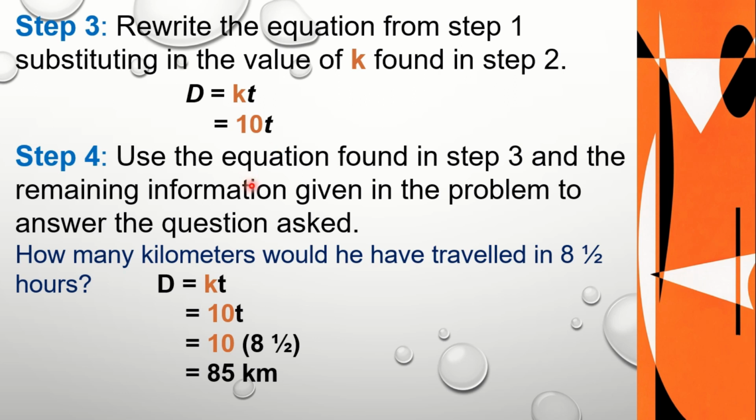Step 4. So we are going now to use the equation found in step 3 and the remaining information given in the problem to answer the question asked. So yung tanong kanina sa problem, how many kilometers would he have traveled in 8.5 hours? So again, we use the equation in 3. D is equal to k times t. Then the value of k is 10, so d is equal to 10 times t. Okay. So 10 times the value of time, which is 8.5, or we can use 8.5 times 10, is equal to 85 kilometers.